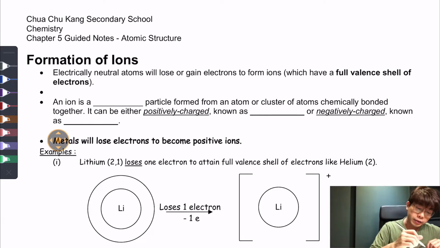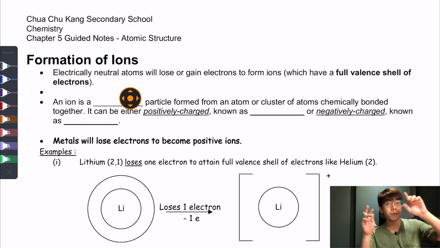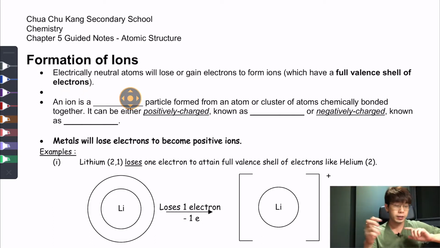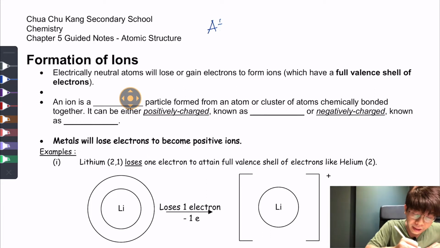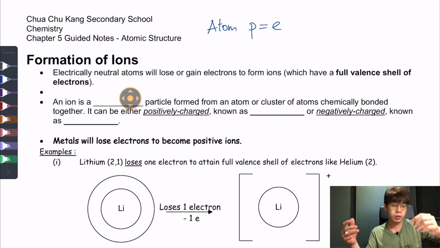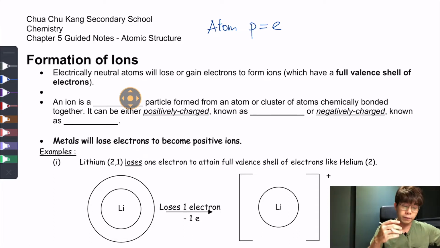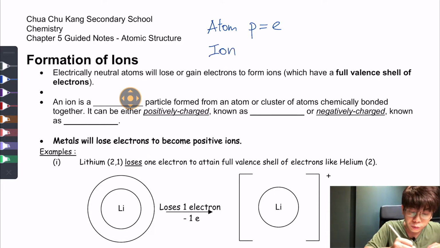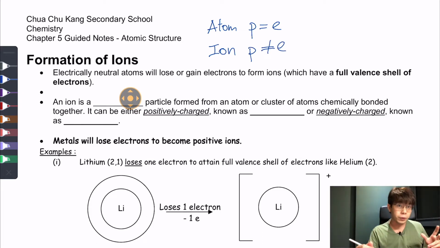We learned that atoms are electrically neutral, meaning the number of protons and the number of electrons are the same. So I'm going to write it down here. Atom is when P equals E, proton equals electron. However, when an atom gains or loses an electron, it forms an ion. So when P is not equal to E, it is an ion.